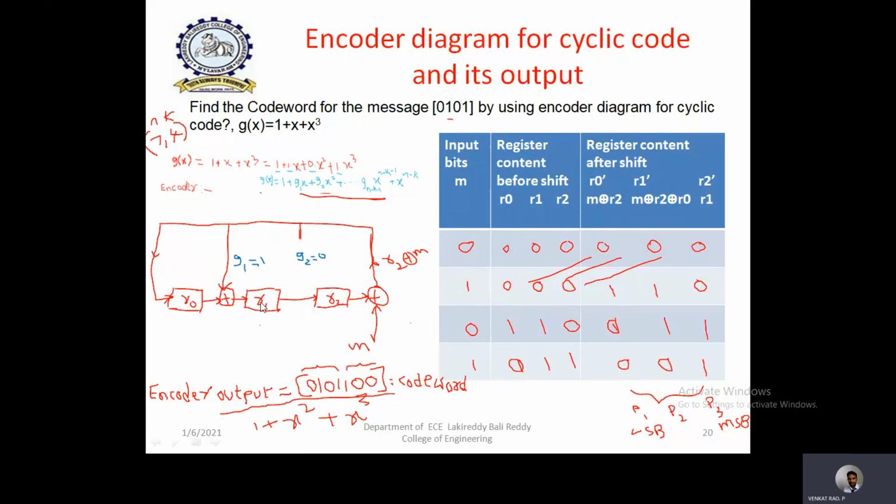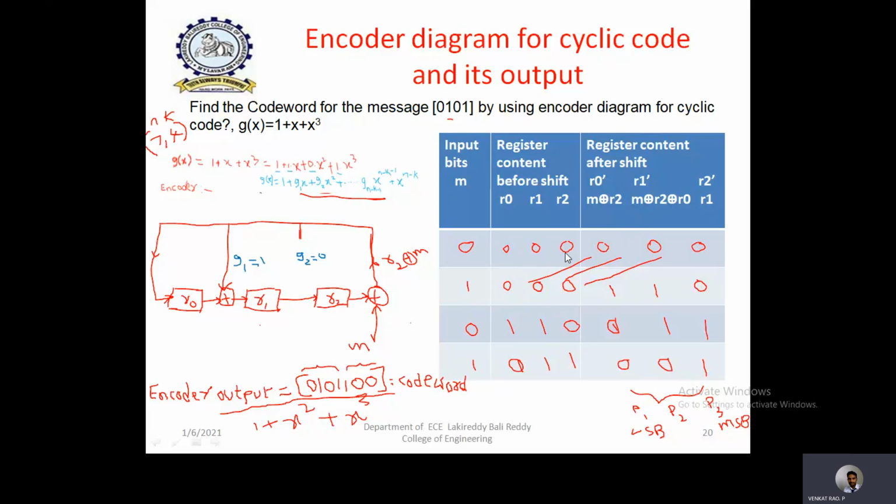Next, R1 dash is coming from the XOR operation of these two. This one is R2 XOR with M, and this one is R1. So R2 XOR with M, XOR with R0. Next, the next value of R2, that is R2 dash, is nothing but the previous value of this one. So R2 dash is equal to R1. So previous value of R1 is the same as the next value of R2, that is R2 dash. Okay. So the table goes like this.